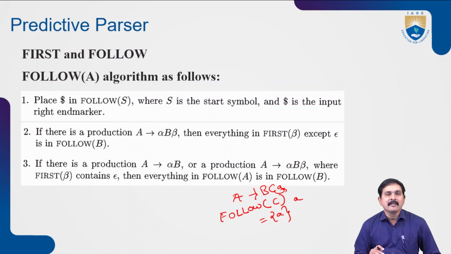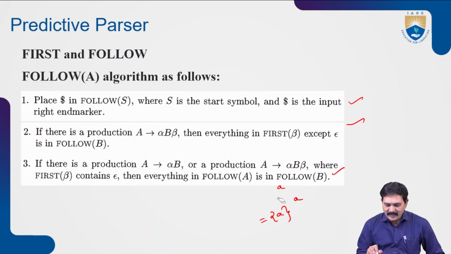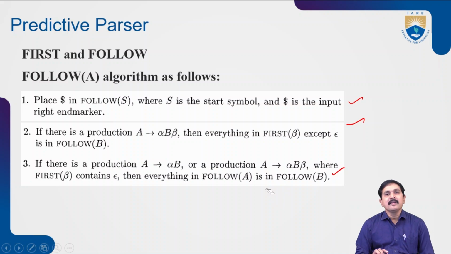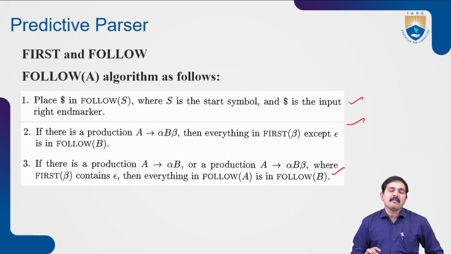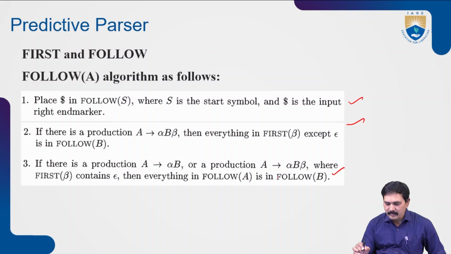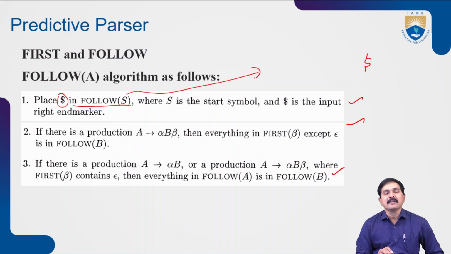I will explain the details of the follow algorithm with the help of totally three steps. Here the first step is very simple. In the grammar, there are many productions and many non-terminals, but among them you should identify the first production. In the first production, what is the starting symbol? In the case of the starting or beginning symbol, by default you include one symbol called dollar. Dollar should be included in follow of S, when this S becomes the starting symbol.